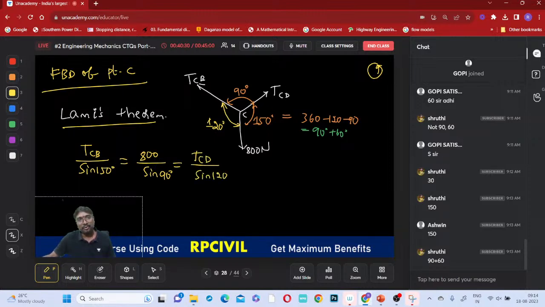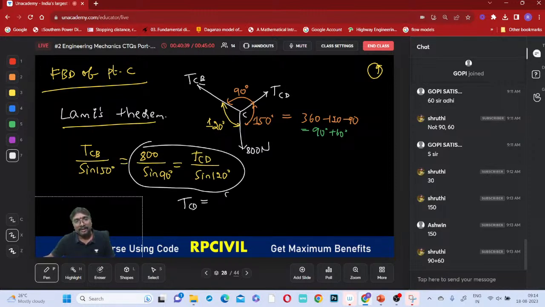Now tell me, you are asked to calculate the tension in which cable? CD cable or CB cable? CD cable only, no? You just consider these two. What is the TCD? You can get it now. 800 into sine 120 divided by sine 90. Now how many newtons? Is it newton or kilonewton? How many newtons is the tension in CD, everyone?